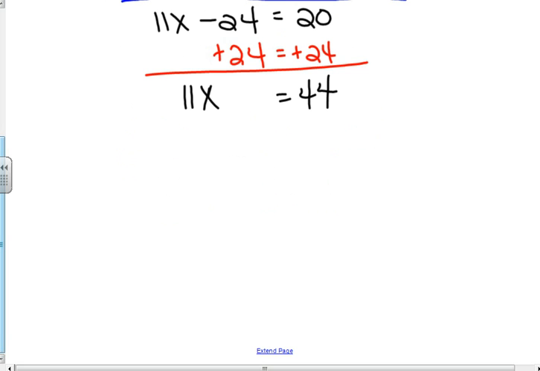And then your last step is always to divide out that coefficient. So we're going to divide both sides by 11 and get, in this case, a whole number. Couldn't have done that if we tried. x is equal to 4.